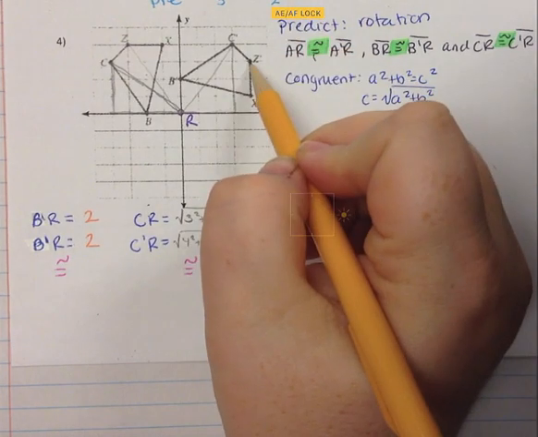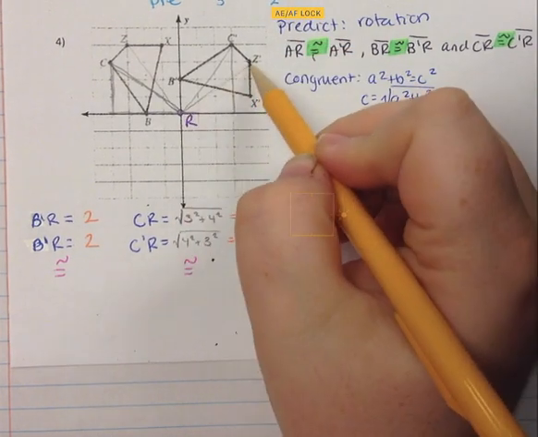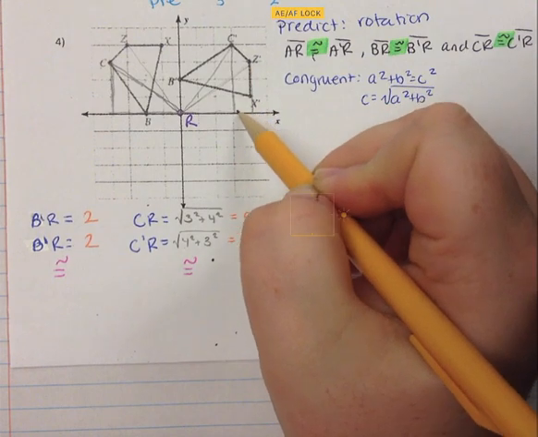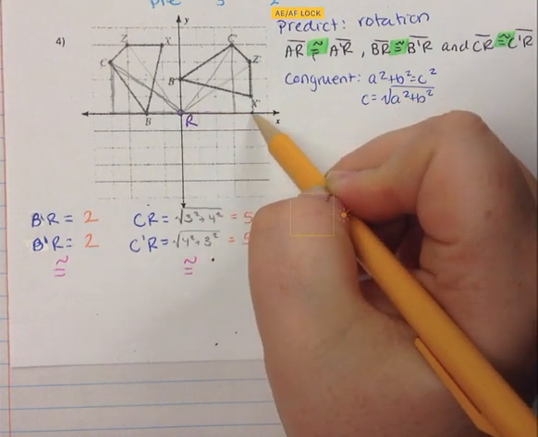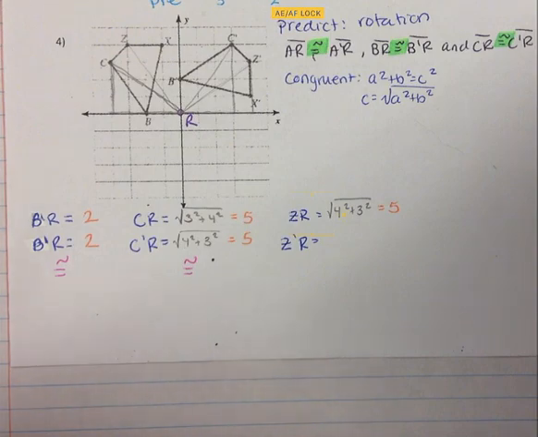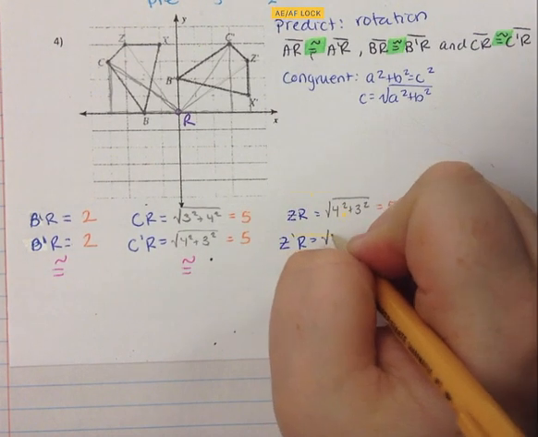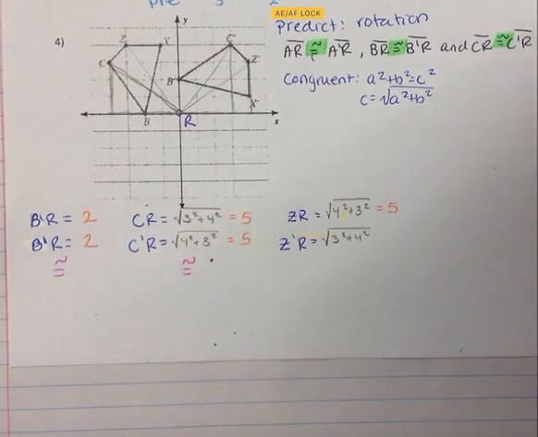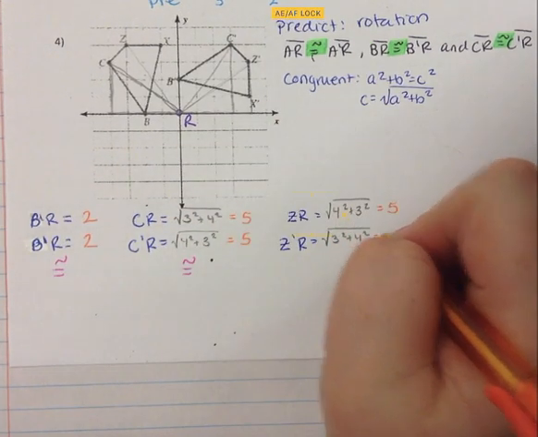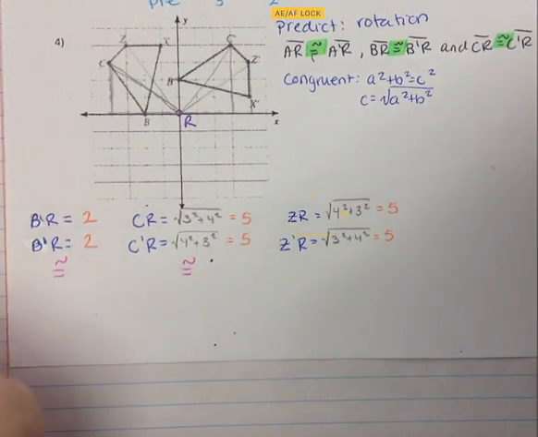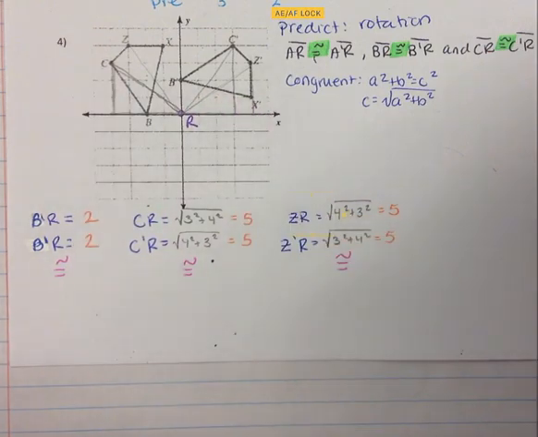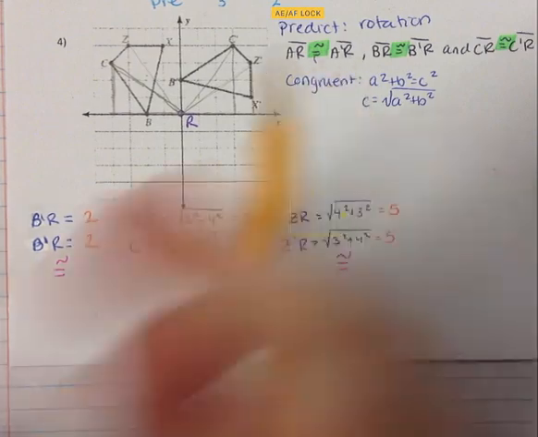So then Z prime R. We'll go down 1, 2, 3, then 1, 2, 3, 4. So that is also 3 squared and 4 squared. So square root of 3 squared plus 4 squared, which again from here we know is actually just going to be 5. So those are also congruent. So we've proven 3 of them. We just have to prove the last one, and if we can prove all of them, then it will be a rotation.